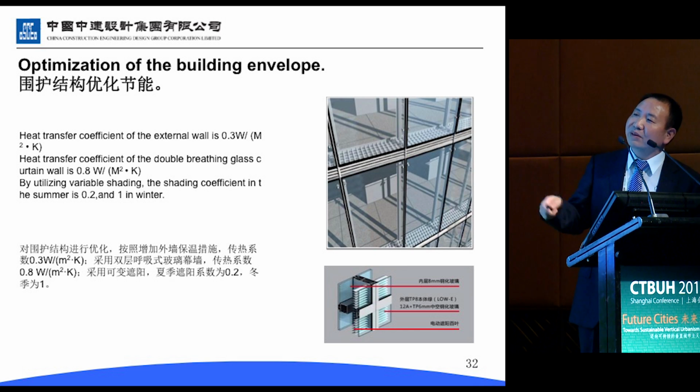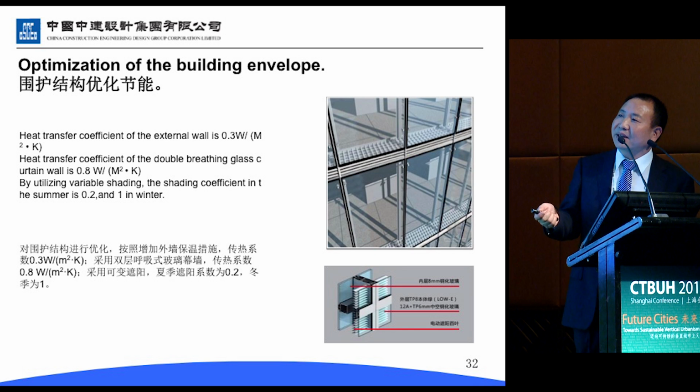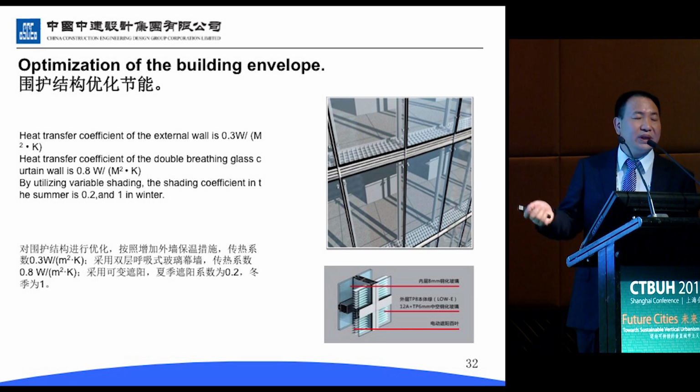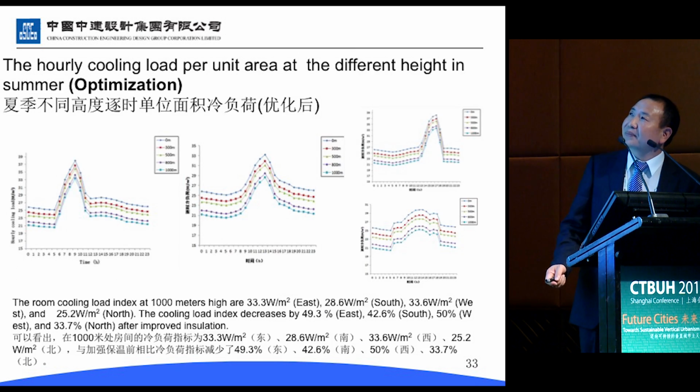The heat transfer coefficient of the external wall is about 0.3. In the European countries, they can do 0.2 watts. Now, the heat transfer coefficient of the double breathing glass curtain wall is about 0.8 watts. And by utilizing variable shading, the shading coefficient in the summer is 0.2 and 1 in winter.